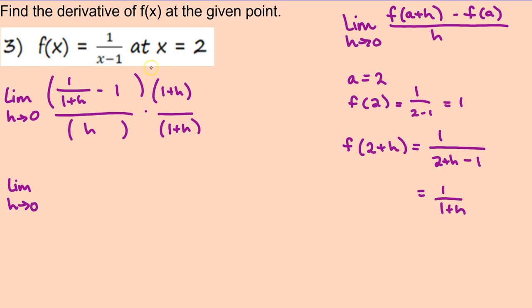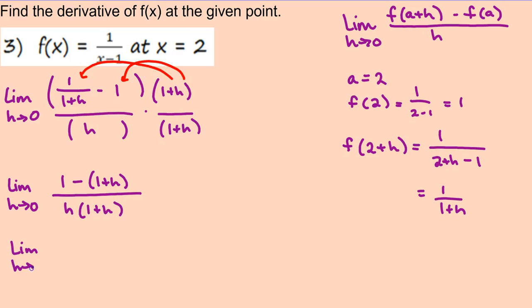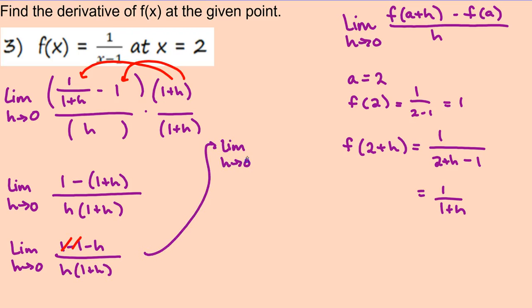Multiply 1 over 1 plus h by 1 plus h, and all you're left with is 1 minus, multiply 1 by 1 plus h, nothing cancels, put parentheses around it so that you don't forget to distribute the minus, and then just leave the bottom factored. Now let's simplify the top. We have 1 minus h when we distribute that negative sign. And of course 1 minus 1 is 0, so we have the limit as h goes to 0 of the opposite of h over h times 1 plus h.